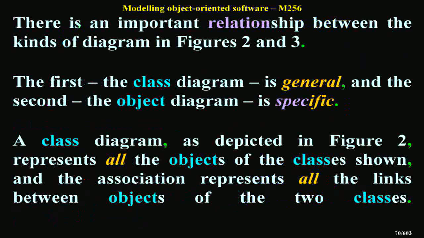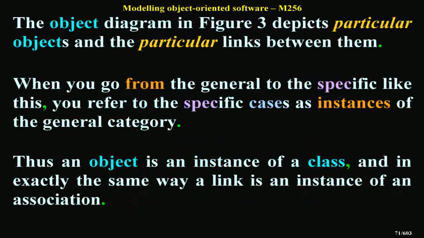There is an important relationship between the kinds of diagram in Figures 2 and 3. The first, the class diagram, is general, and the second, the object diagram, is specific. A class diagram, as depicted in Figure 2, represents all the objects of the classes shown. Any association represents all the links between objects of the two classes. The object diagram in Figure 3 depicts particular objects and the particular links between them. When you go from the general to the specific like this, you refer to the specific cases as instances of the general category. Thus, an object is an instance of a class, and in exactly the same way a link is an instance of an association.